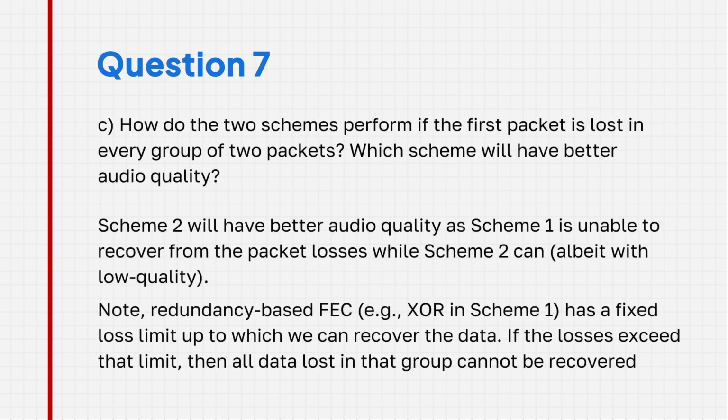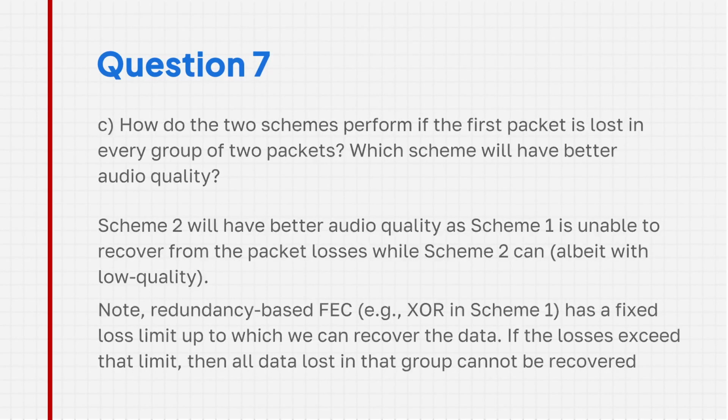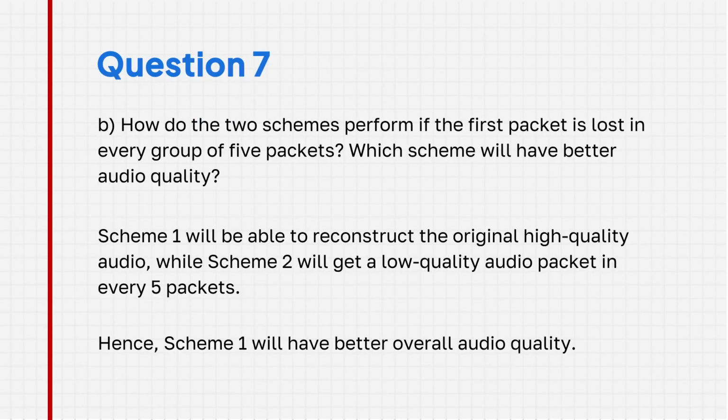Now, okay, I messed up. What if in the two schemes, instead of one packet lost every 5 packets, now one packet is lost every 2 packets? Say for example, something like this. See like this. What happens now? First one, can you reconstruct data? No. Okay. First scheme works only when you have one packet loss.